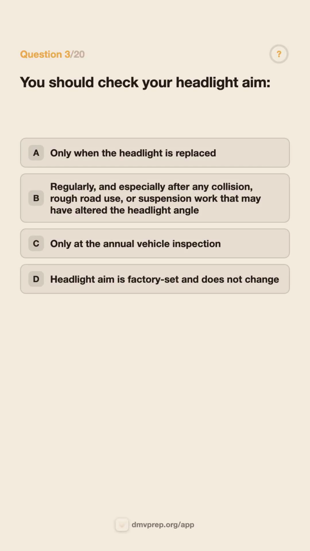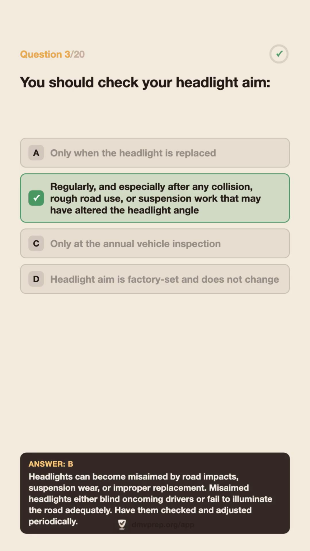Question 3. You should check your headlight aim. A. Only when the headlight is replaced. B. Regularly, and especially after any collision, rough road use, or suspension work that may have altered the headlight angle. C. Only at the annual vehicle inspection. D. Headlight aim is factory set and does not change. The correct answer is B. Headlights can become misaimed by road impacts, suspension wear, or improper replacement. Misaimed headlights either blind oncoming drivers or fail to illuminate the road adequately. Have them checked and adjusted periodically.